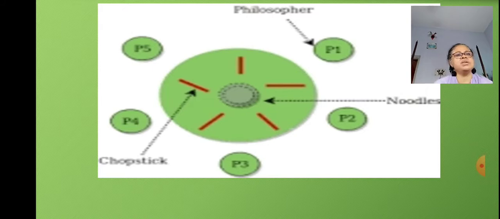Closest to her means the chopsticks between her and her left and right neighbors. A philosopher may pick up only 1 chopstick at a time. He cannot pick up a chopstick that is already in the hand of a neighbor. When a hungry philosopher has both chopsticks at the same time, he eats without releasing them. When he is finished eating, he puts down both chopsticks and starts thinking again.